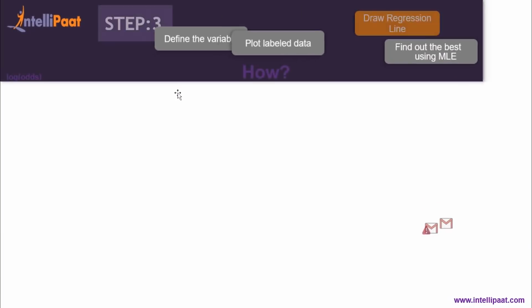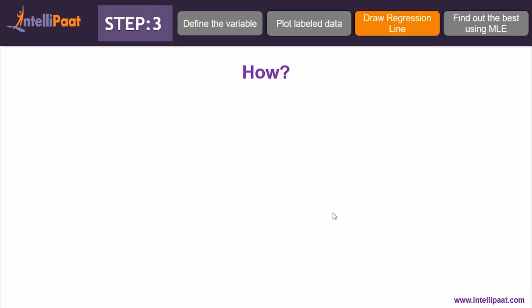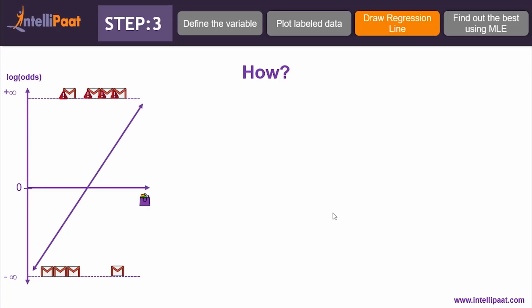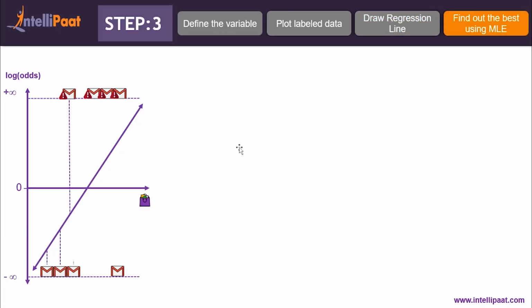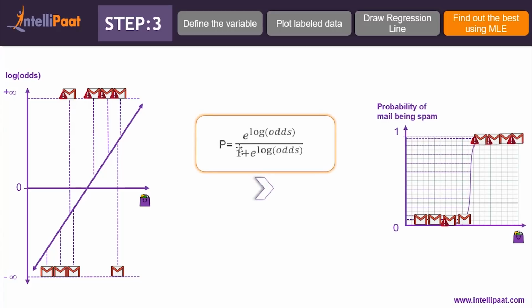Well, now that we have an idea of how the sigmoid function works, let us move ahead with our spam email classifier. So we are ready to perform this step, that is, converting the log odds graph into a sigmoid function graph. Now we have to find the best MLE, the best maximum likelihood estimator. So we are going to replace the log odds value of each mail to get the probability of each mail being spam.